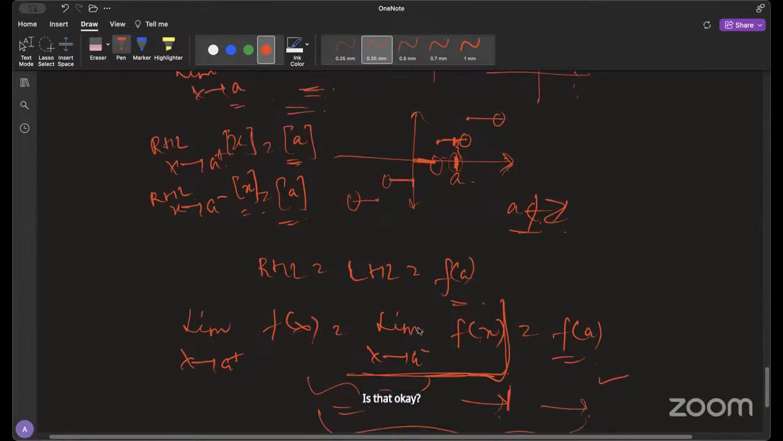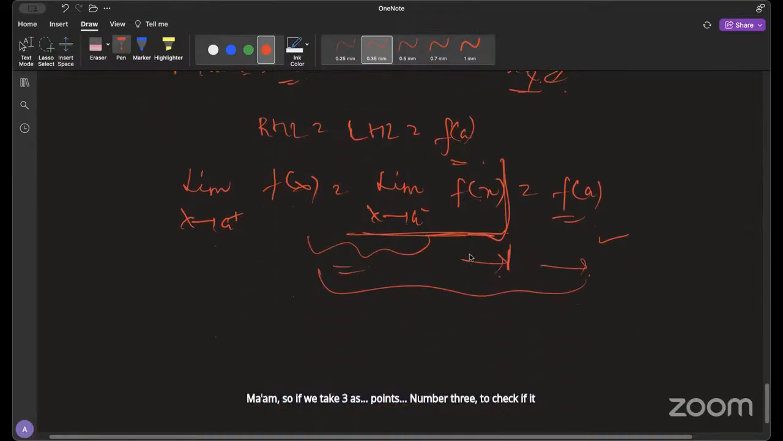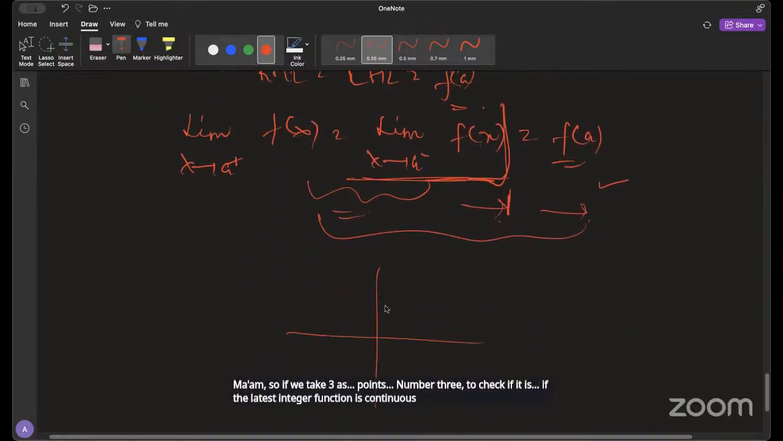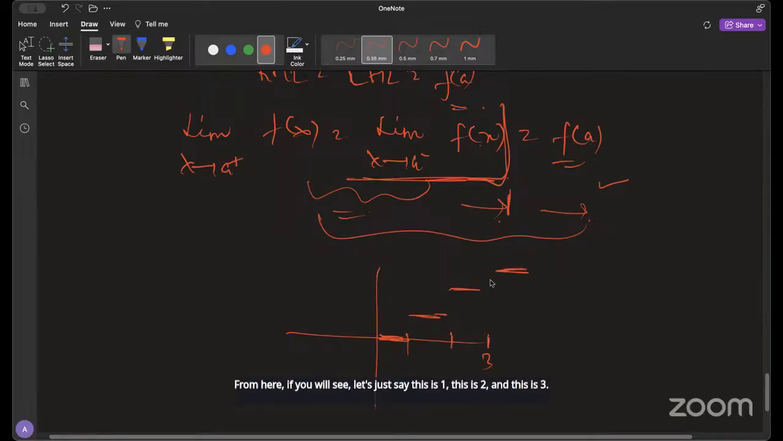Yes, ma'am. So if we take number 3, to check if the greatest integer function is continuous at 3, it will not be continuous. Am I right? Yep, it's not continuous, because if you see, let's just say this is 1, this is 2, and this is 2. Graphically, you can check that there is a gap here, right? You'll have to lift your pen.